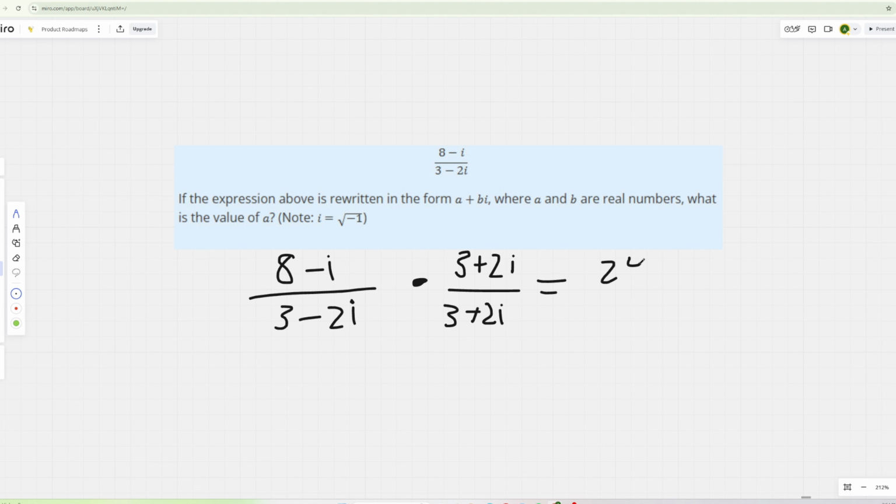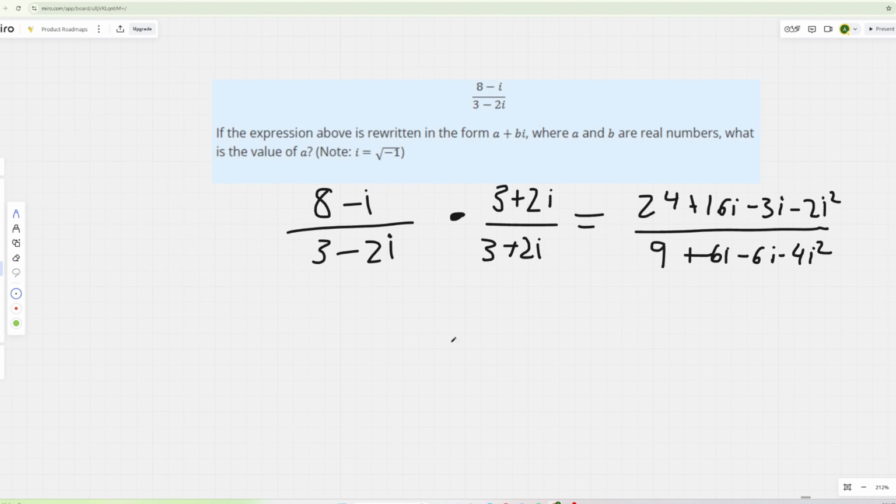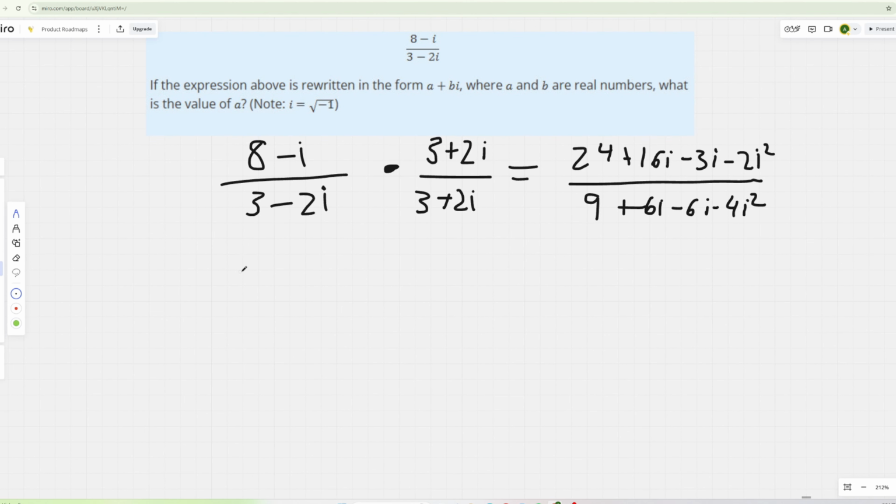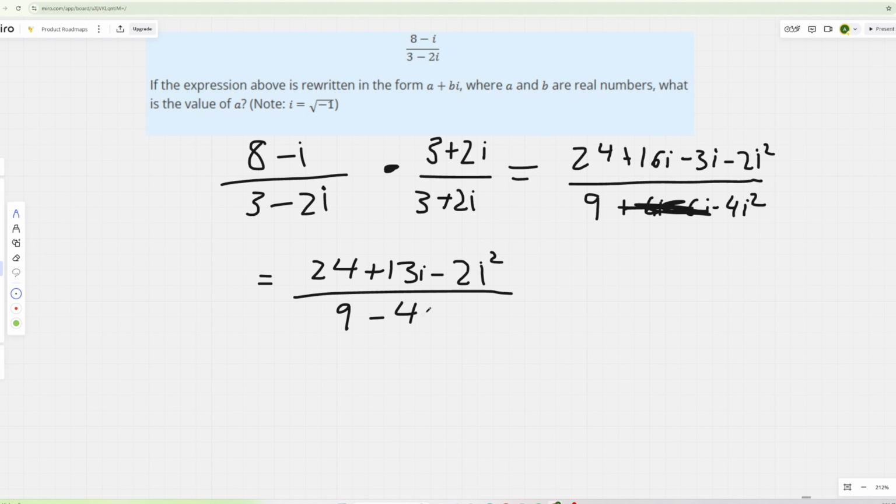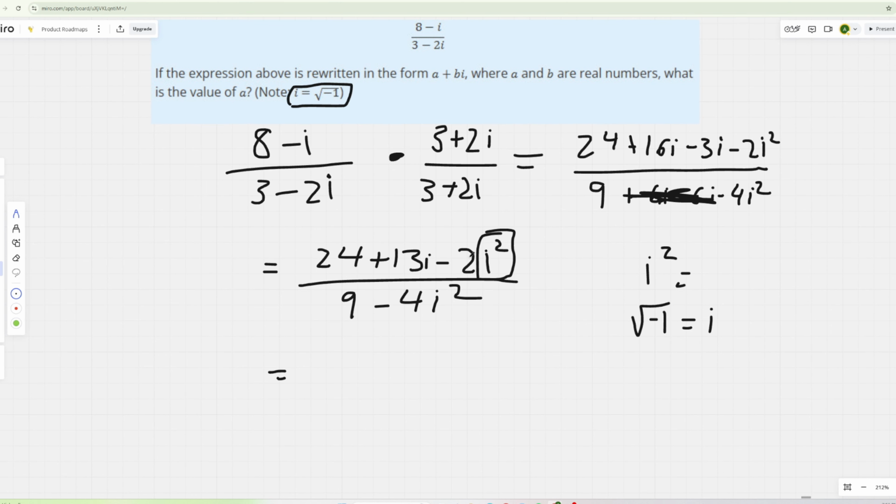Foil this out, I get 24 plus 16i minus 3i minus 2i squared over 9 plus 6i. Oh, shoot, that was a bad plus sign, but minus 6i minus 4i squared. Alright, keep simplifying that. I'm going to get 24 plus 13i minus 2i squared over 9. The 6i and 6i cancel. I don't need you guys anymore. 9 minus 4i squared.